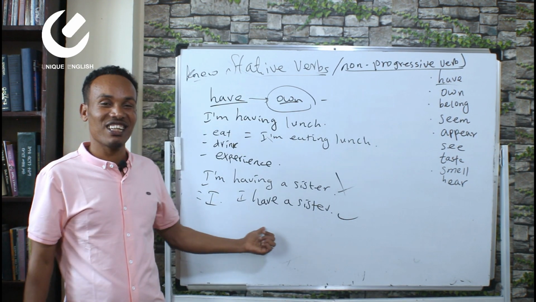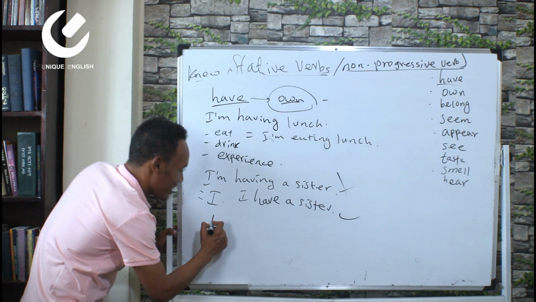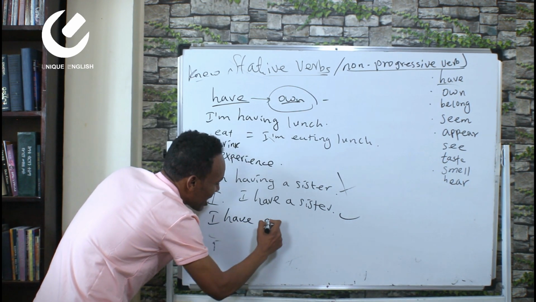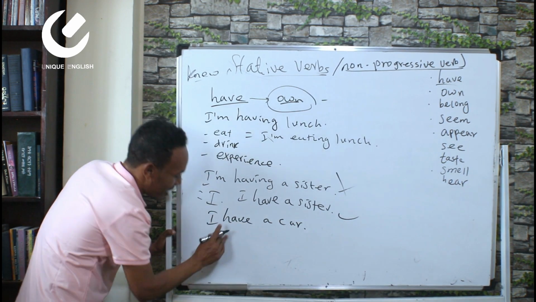All right. I have a sister, but see? I have a sister. እሺ. I have a car. መኪና አለኝ አልክ አይደል? Can you say I'm having a car?